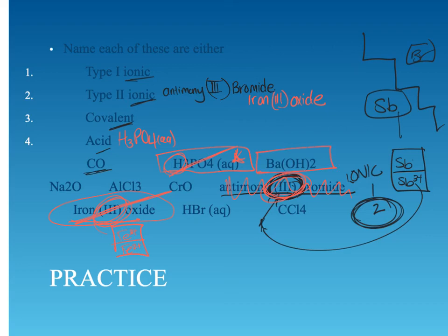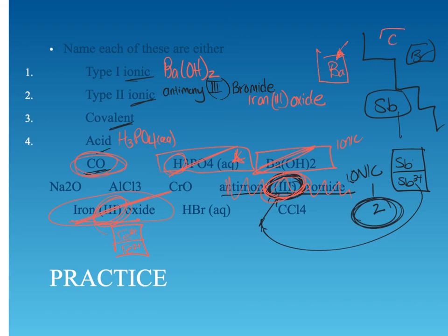And this one, barium hydroxide. Well, there's no hydrogen in front, so it can't be an acid. I think that barium is a metal, but if I look on my chart, I'm going to find barium over here, right? So that means that it has to be ionic. When I look at barium's box on my table of ions, I see that barium only has one possible charge. So that means that it's type 1 ionic.